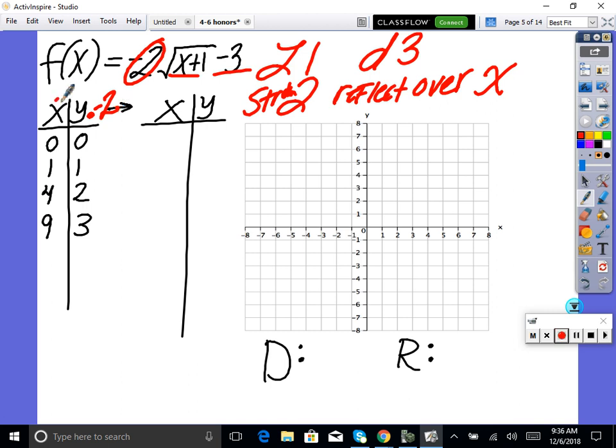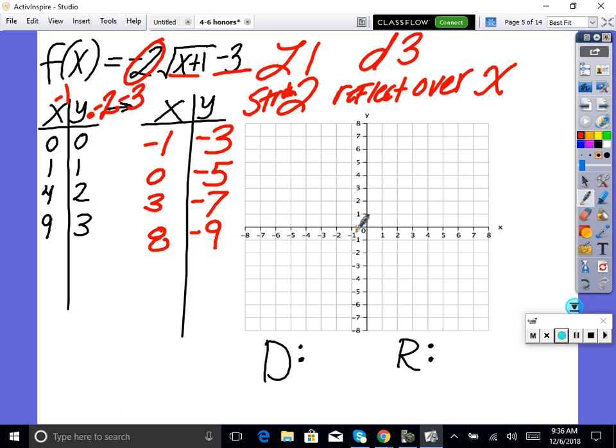Then since we're doing left 1, we'll subtract 1 from x. And then after we times by -2, we're then shifting it down 3 units. So then subtracting 3. So then subtracting 1 from all my x's, I get -1, 0, 3, 8. And then 0 times -2 is 0, minus 3 is -3. There's my new starting point. 1 times -2, minus 3. And then 2 times -2, -4 minus 3 is -7, right? 3 times -2, -6 minus 3 is -9.